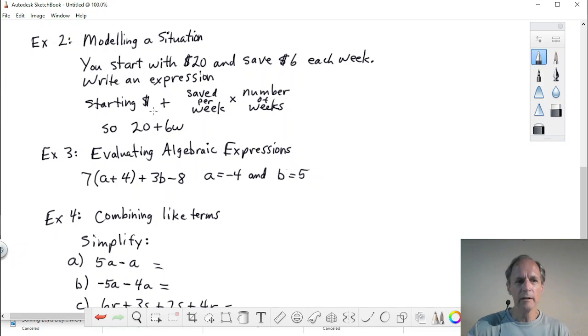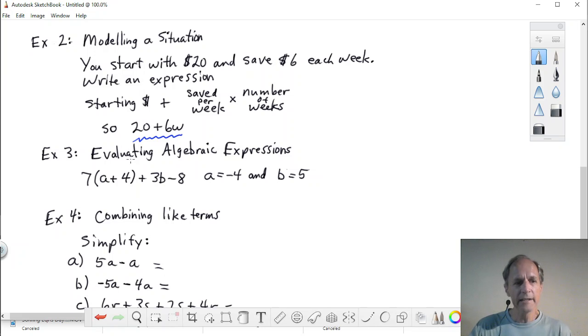So, the idea is the expression that will show how much money we have at some point in time is the starting amount of money plus the amount we save per week times the number of weeks, right? The amount saved per week times the number of weeks. So if W is the number of weeks, 20 we started with plus 6 times W, because 6 is how much we save each week. So 6 times W, with W as the number of weeks, will give us the total amount we saved, and then that's added to the 20 we started with.